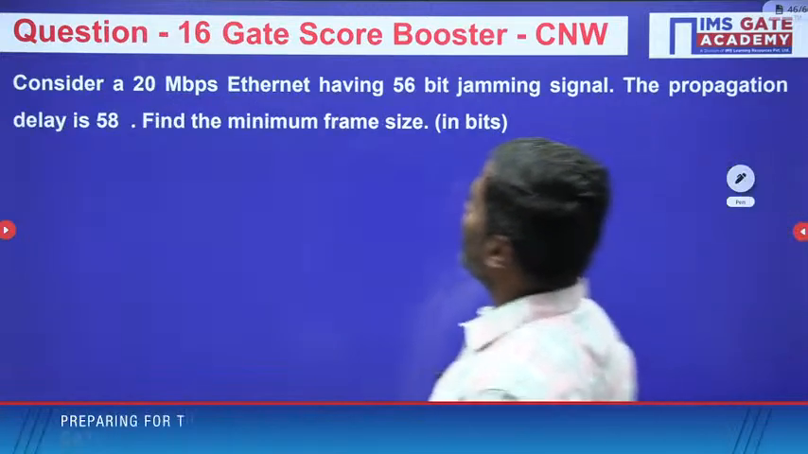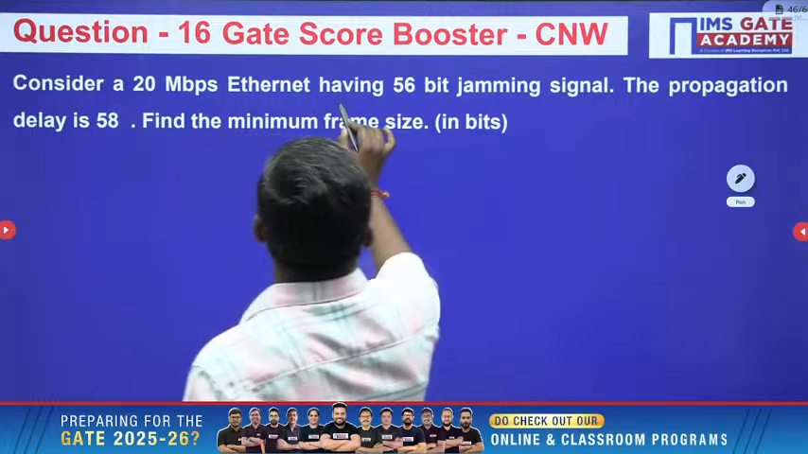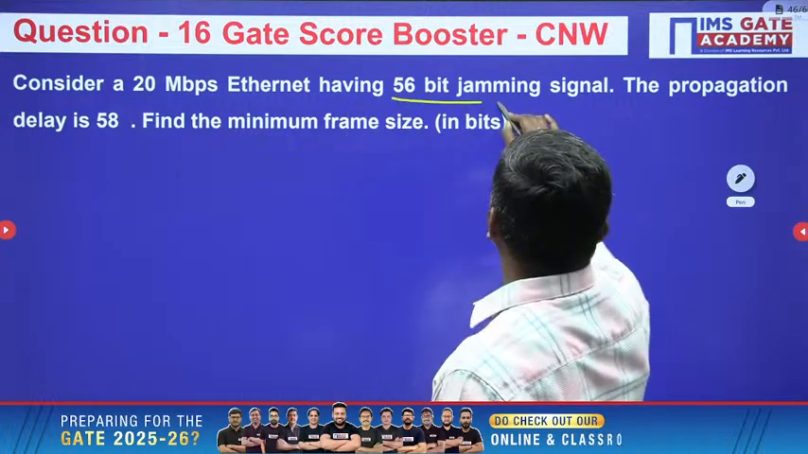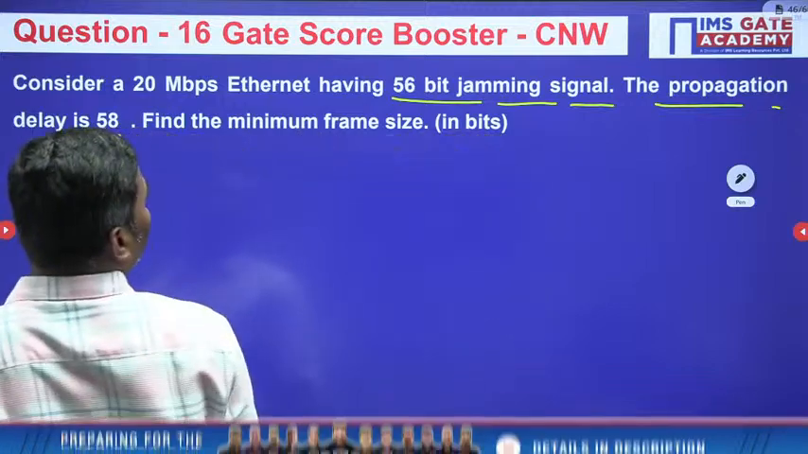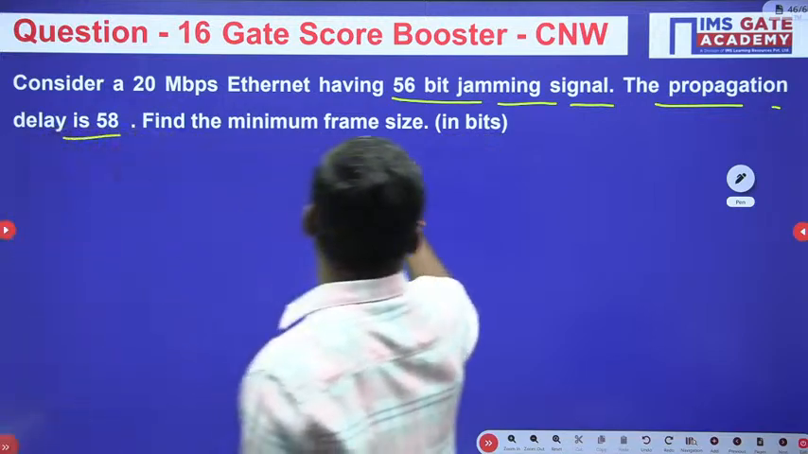Come to the problem: consider a 20 megabit Ethernet having a 56 bit jamming signal, and the propagation delay is 58. Find the minimum frame size in bits, they are asking.